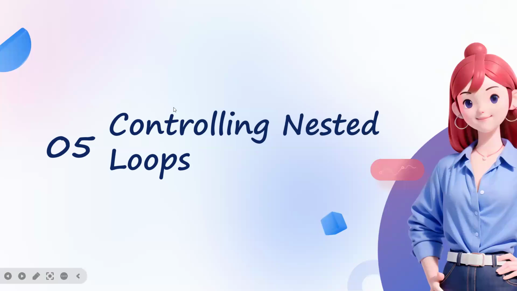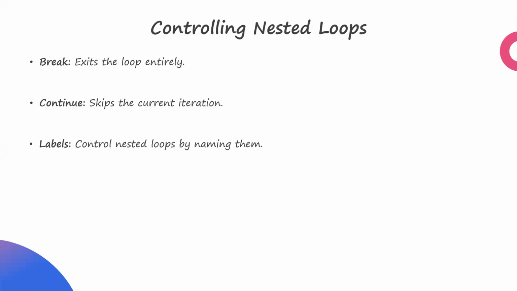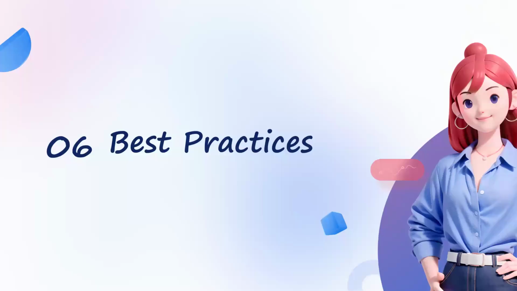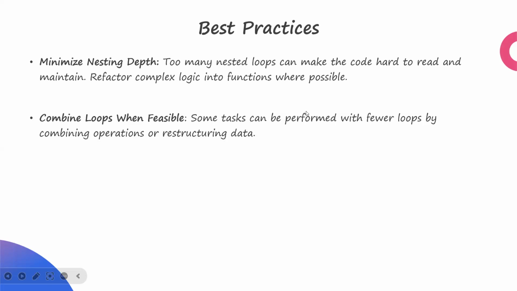So how do you control nested loops? You can control nested loops using the loop statements, the break, the continue. You already know all these things. So this is how you control them. What are the best practices for using nested loops? Minimize the nesting depth. The more depth you have, the more executions of instructions and the less performant it becomes. Too many nested loops can make the code hard to read and maintain. Refactor complex logic into functions where possible. Combine loops when feasible. Some tasks can be performed with fewer loops by combining operations or restructuring.